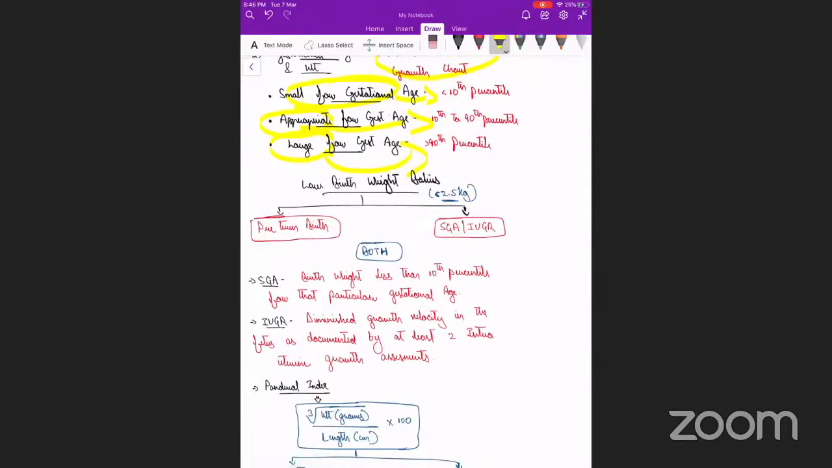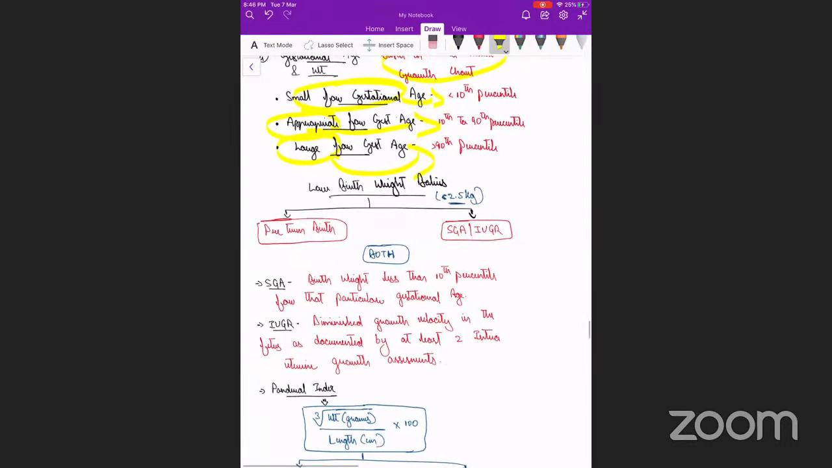Next is the low birth weight babies. Now, the low birth weight babies, how do we classify? We already saw one is preterm birth. So they are less than 37 weeks and born low birth weight, less than 2.5 kg, or they can belong to this category.